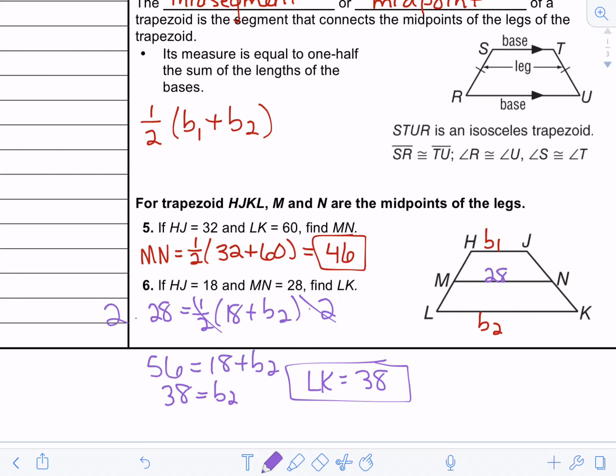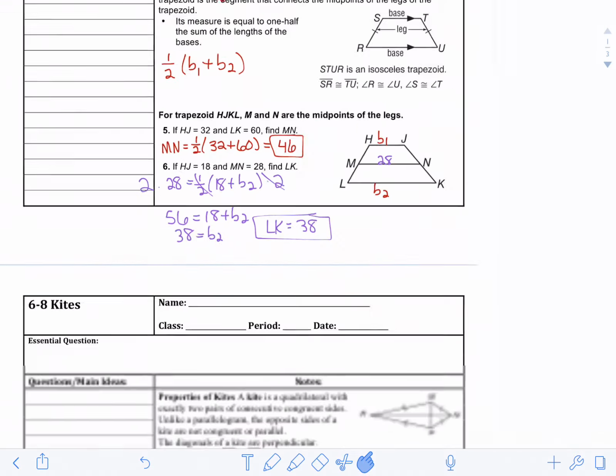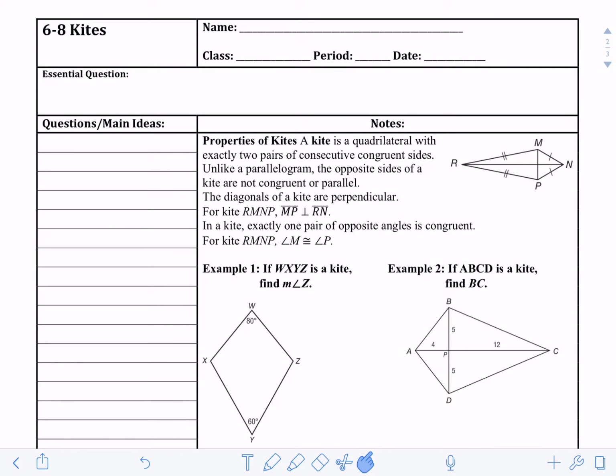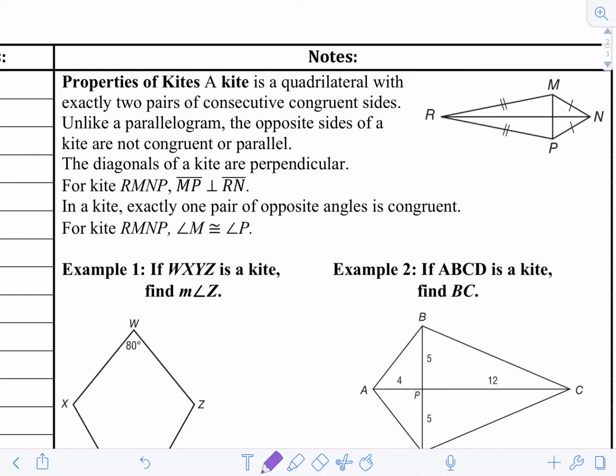So the other notes are over kite, and this is the last one for this unit. So properties of kite. A kite is a quadrilateral with exactly 2 pairs of consecutive congruent sides. Unlike a parallelogram, the opposite sides of a kite are not congruent or parallel. The diagonals of a kite are perpendicular, so we know we have a right angle in here. For this kite, MP is perpendicular to RN, so we just drew that symbol here to show that. In a kite, exactly 1 pair of opposite angles is congruent. So in this case, this whole angle M is congruent to the whole angle of P.